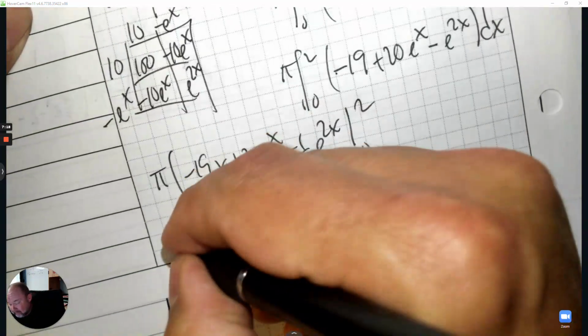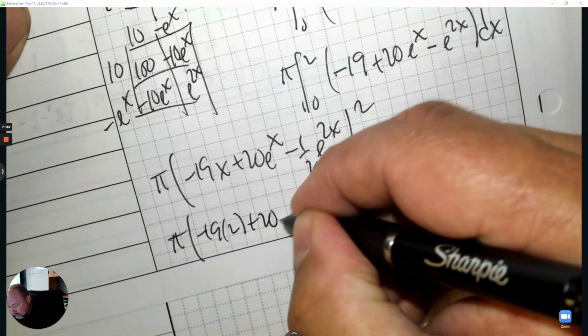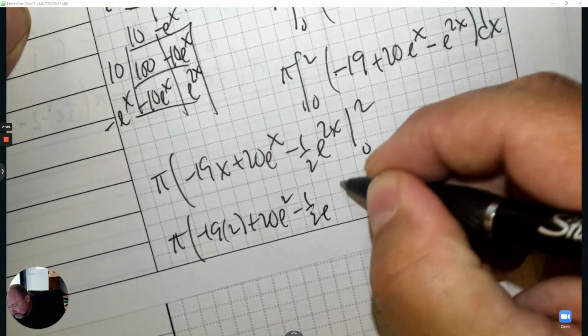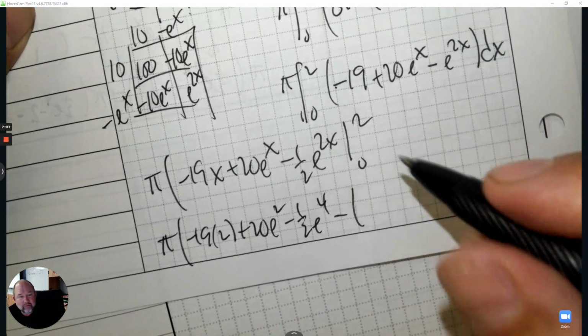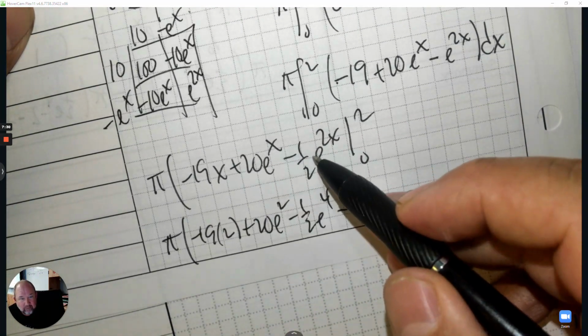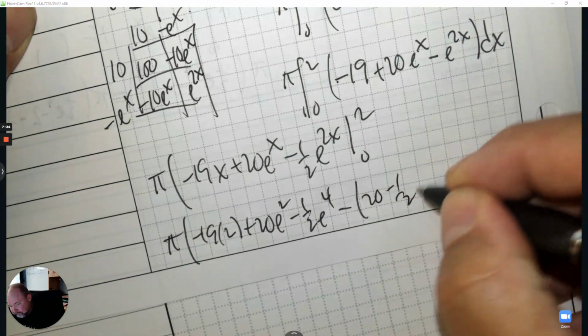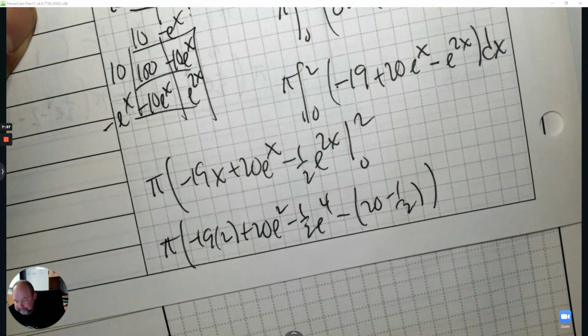And then the last step, we're not going to simplify it. We're going to plug in 2. Subtract, use parentheses, plug in 0, so that's 0. E to the 0 and e to the 0, so that's just 20 take away 1/2. Done. Great job.